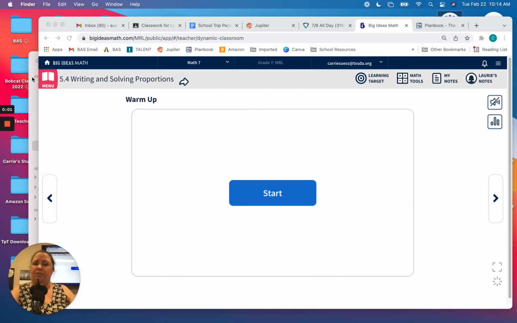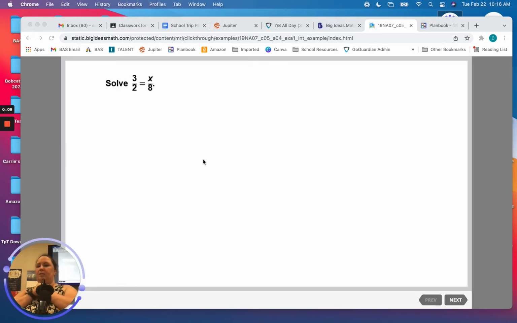7th grade, we're doing 5.4, writing and solving proportions. You should have completed your warm-up by now. I'm going to go check it. Alright, so we're going to be solving proportions by cross-multiplying and dividing.